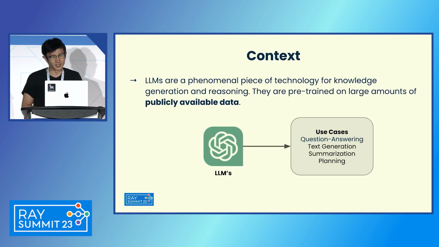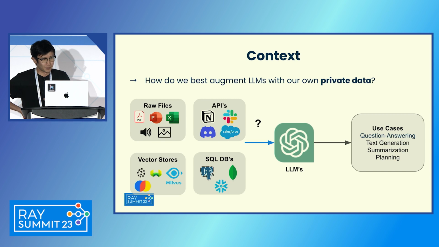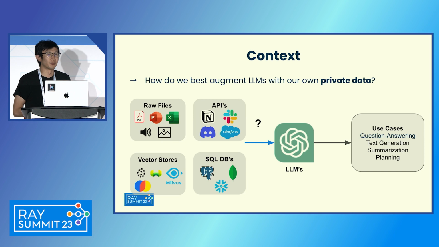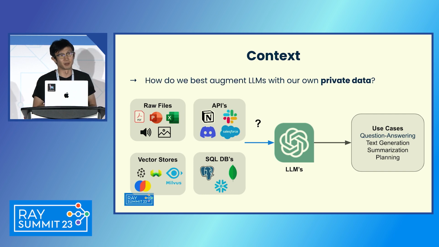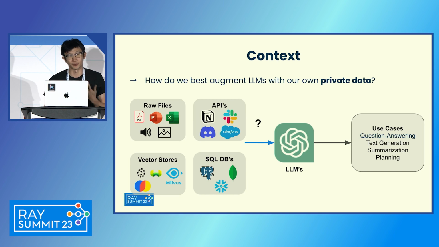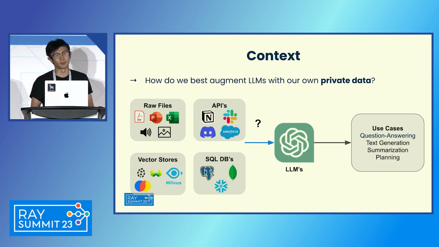The overall context here is that LLMs are a phenomenal piece of technology for knowledge generation and reasoning. They're pre-trained on large amounts of publicly available data, but it turns out they can actually reason over new information as well. You can use them to answer questions, summarize, generate text, plan out stuff, automate your workflows. The key question here is, how do you best augment language models with our own private data? If you've been to some of our previous talks, these are the two slides that we start with, but that really is the mission statement of the company: to figure out how to unleash the capabilities of LLMs, with all their reasoning power, on top of data that it hasn't been trained over.